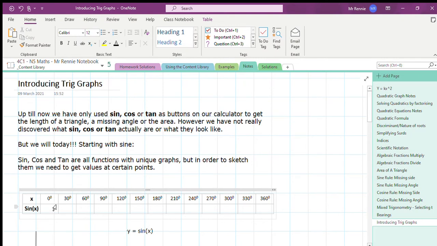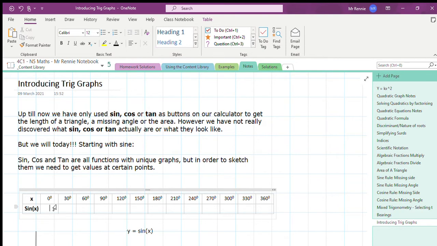Hi there, in today's video we're going to be starting a new topic, where we're going to be introducing what the trigonometric graphs look like. Up till now, we have only used sine, cos or tan during your high school time as buttons on our calculator to get the length of a triangle, work out a missing angle, or maybe the area of a triangle like we've seen this year.